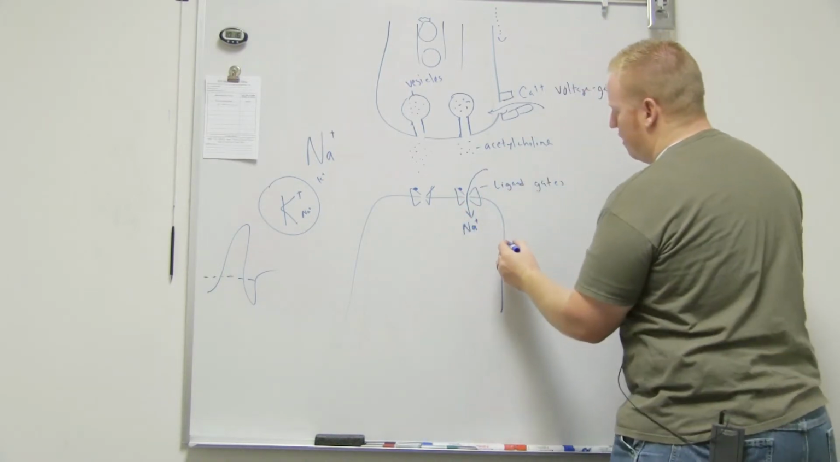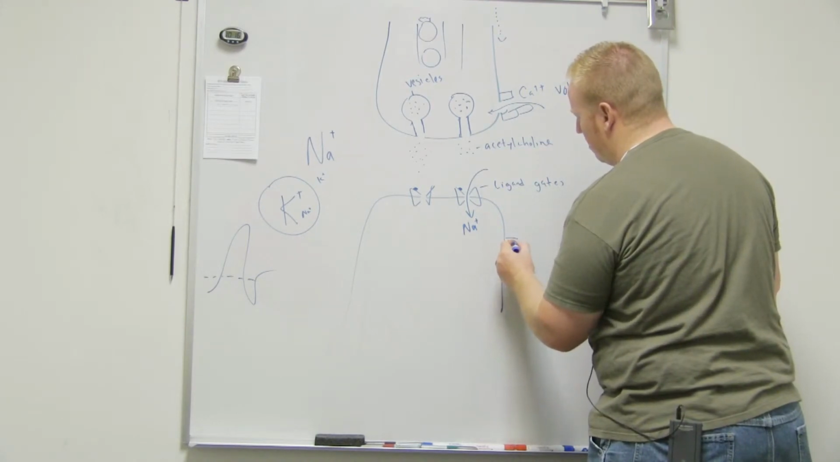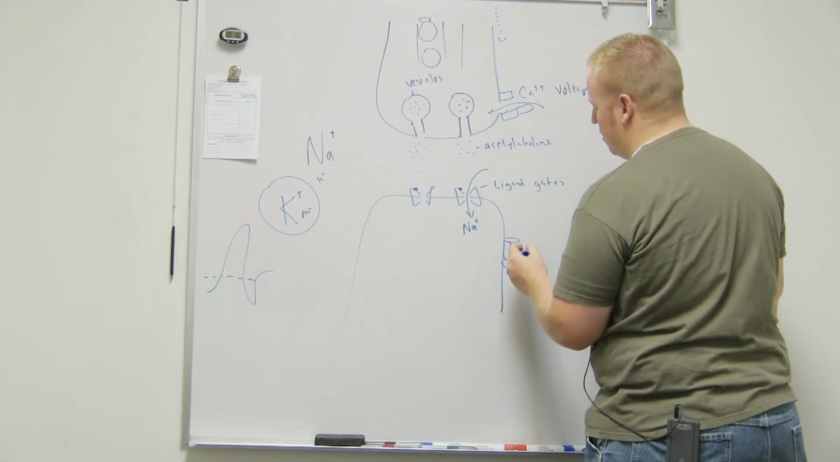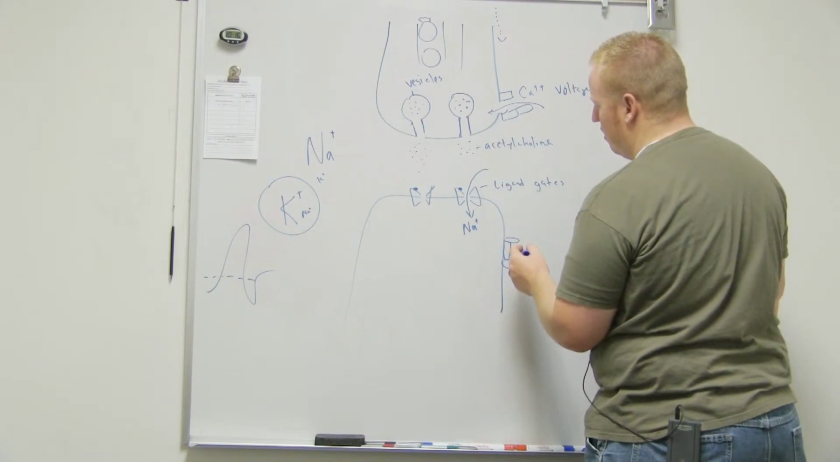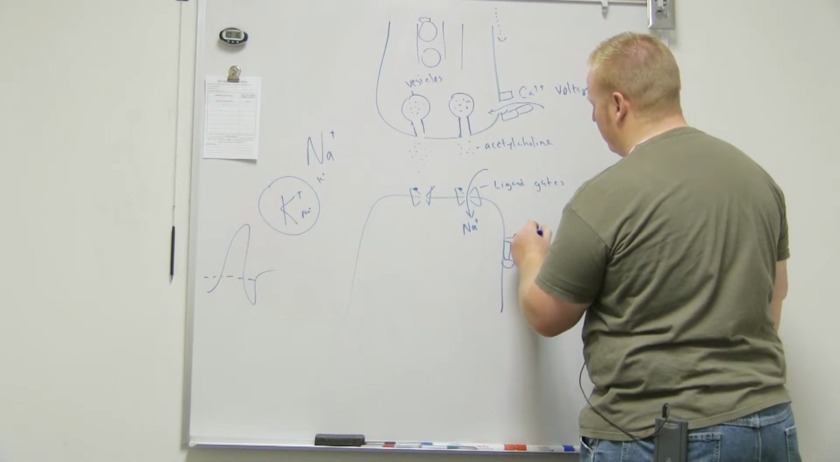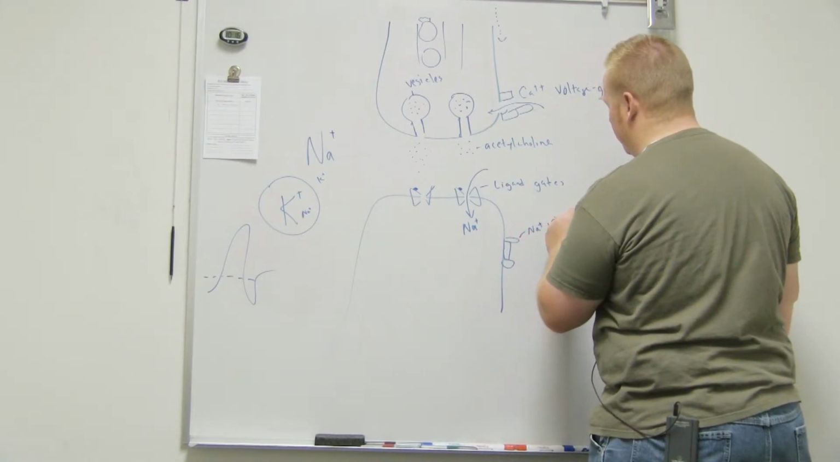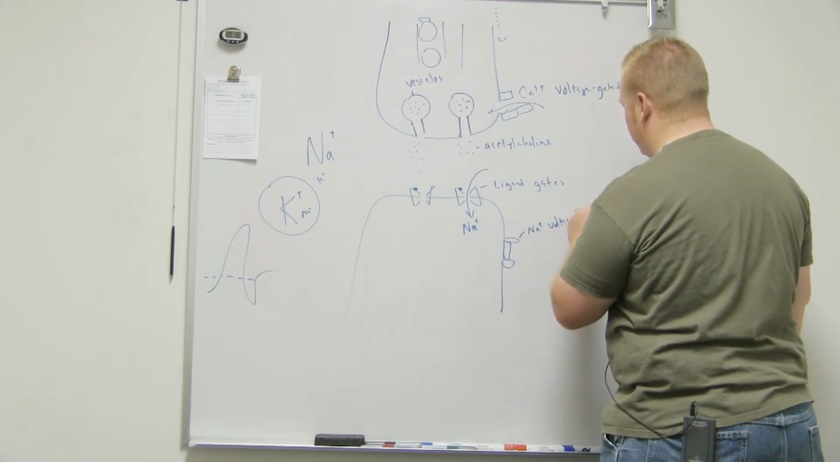So on the side of this cell, you have more voltage gated gates, which are sodium voltage gated channels.